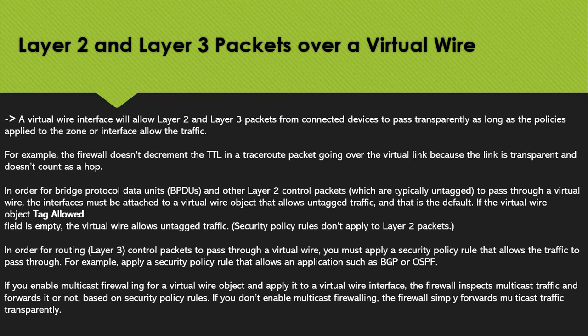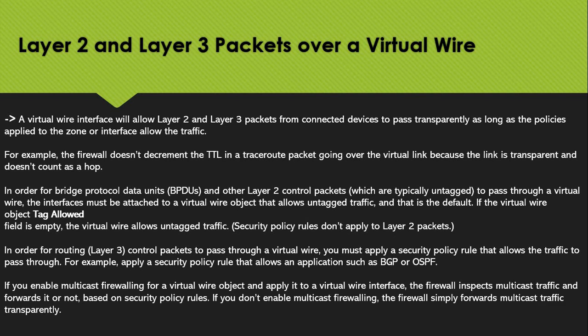When we talk about L3 packets traversing the virtual wire interfaces, we need to have the respective policies to allow these packets to pass over the virtual interfaces. Let's take an example of how a firewall acts in transparent mode when we configure the interfaces in the virtual wire. When you do a traceroute, every L3 hop is counted, and when the hop is reached, the TTL value gets decremented.